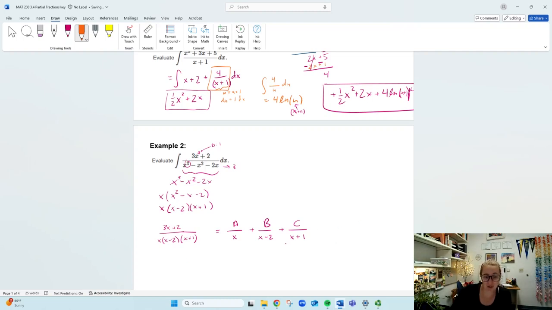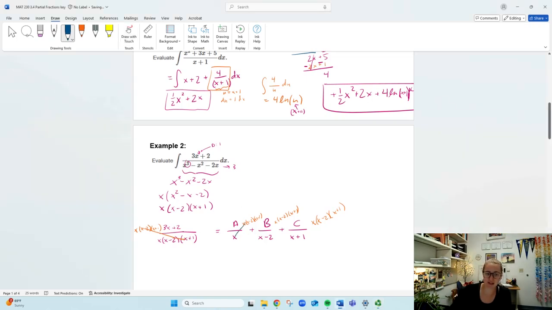So to get rid of my denominators, I'm actually going to multiply times x minus 2 times x plus 1 on every single one of these. So this will be times x minus 2 times x plus 1. And so what that has done is now I've multiplied everything by the same thing. My goal is to get rid of my denominators and this division or fraction.